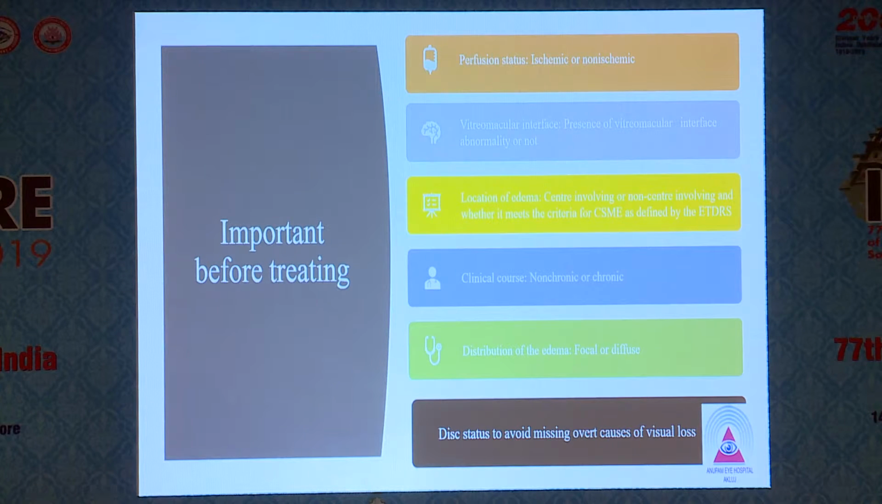Recently, a patient was referred to me for treatment of diabetic macular edema. After baseline investigations, I was unable to correlate the visual acuity with the diabetic macular edema. Then I re-evaluated the patient, and I found out the patient had AION with diabetic macular edema. So my treatment protocol totally changed. So checking the disc status is very important to avoid missing any causes of visual loss.